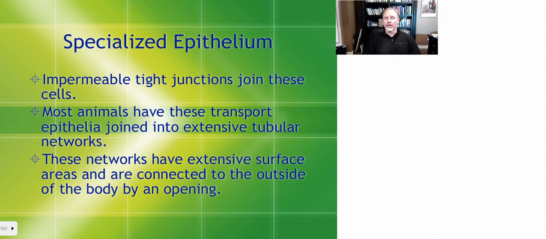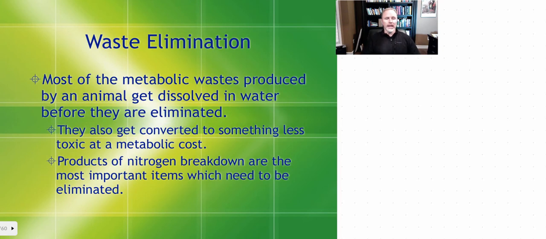And these tubes are connected to the outside of the body through some sort of an opening, for instance, in your urethra. Okay? And the metabolic waste that is produced by the animal is going to get dissolved in the water before it gets eliminated, and it's going to get converted into something less toxic, generally speaking. Okay, and this often comes, as we said earlier, at some sort of a metabolic cost.